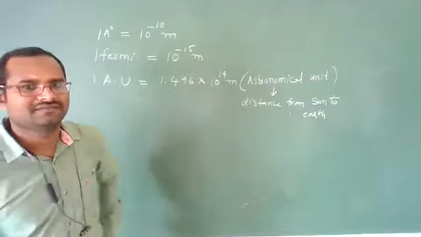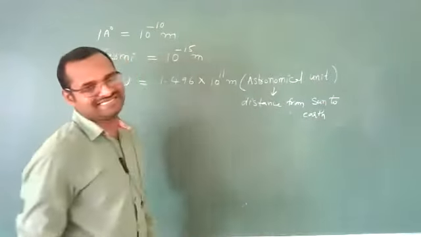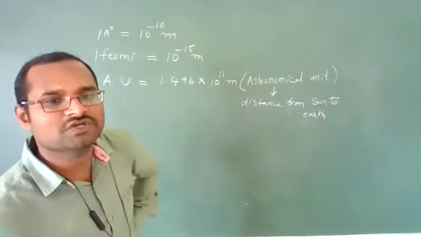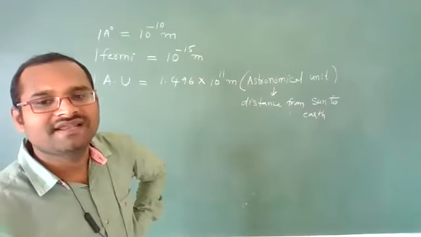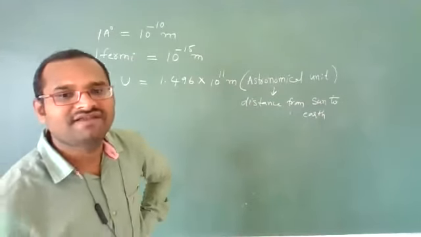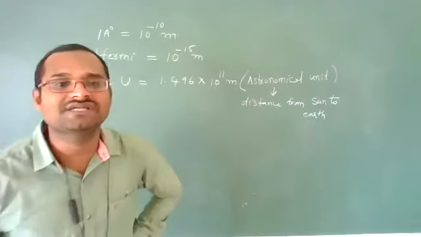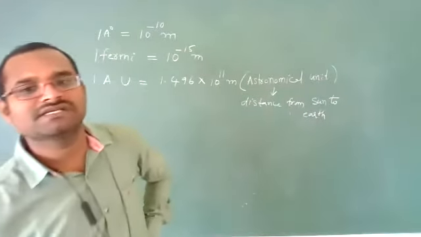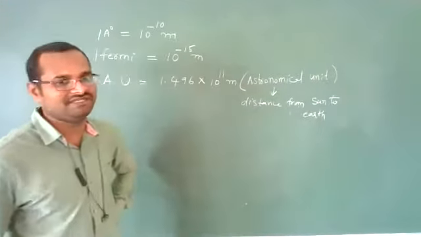Sorry, here it is 10 to the power of 11 meters. Astronomical unit is 1.496 into 10 to the power of 11 meters. It is the distance from sun to earth, the distance between sun and earth. This we call the astronomical unit. You must remember this.